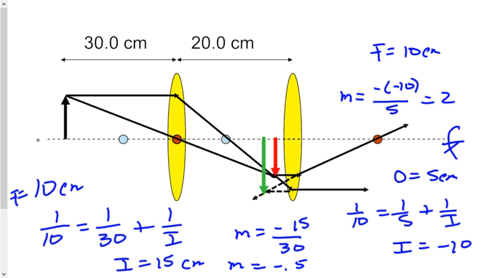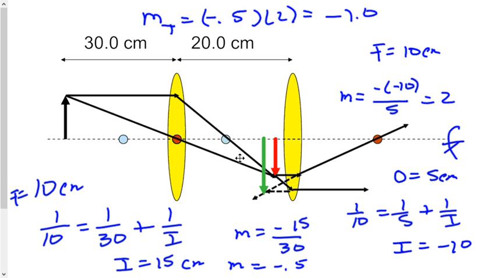Now the whole system will have a total magnification. How do we get that? We're going to multiply the two magnifications. We had a negative 0.5 and a positive 2. So the total magnification, I'll label it m sub t, is then going to equal negative 0.5 multiplied by 2, which equals a negative 1.0.